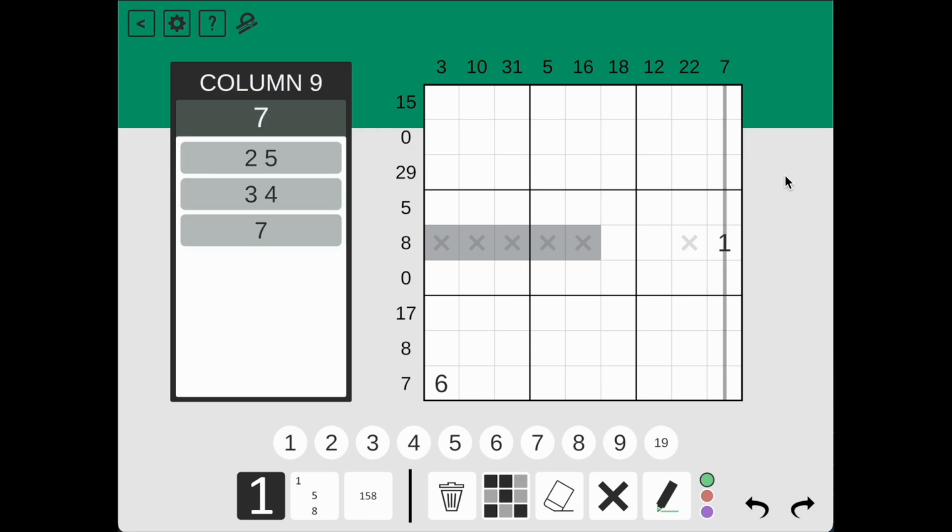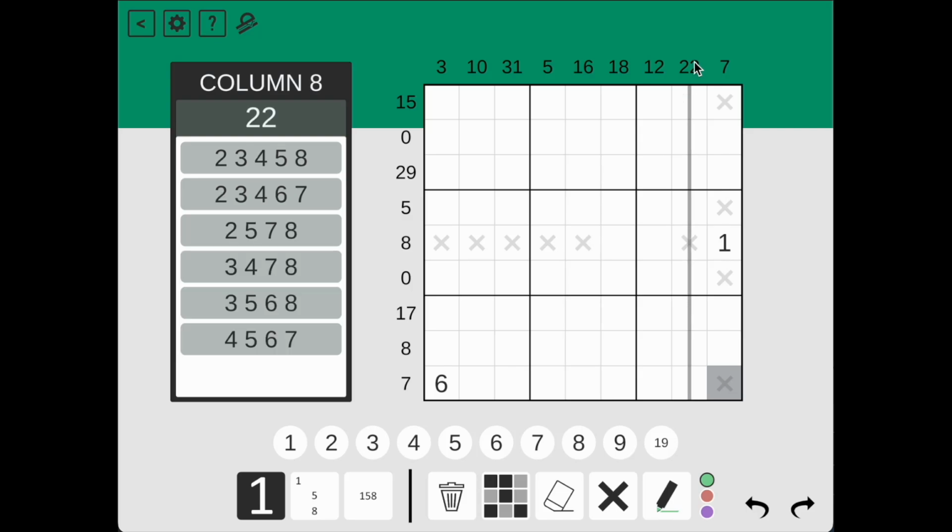In this column, there will be 1 or 2 digits between the 1 and the 9. That means the 9 could be here or here. It could also be here or here. Now I'm going to look around and see if I can get more information.